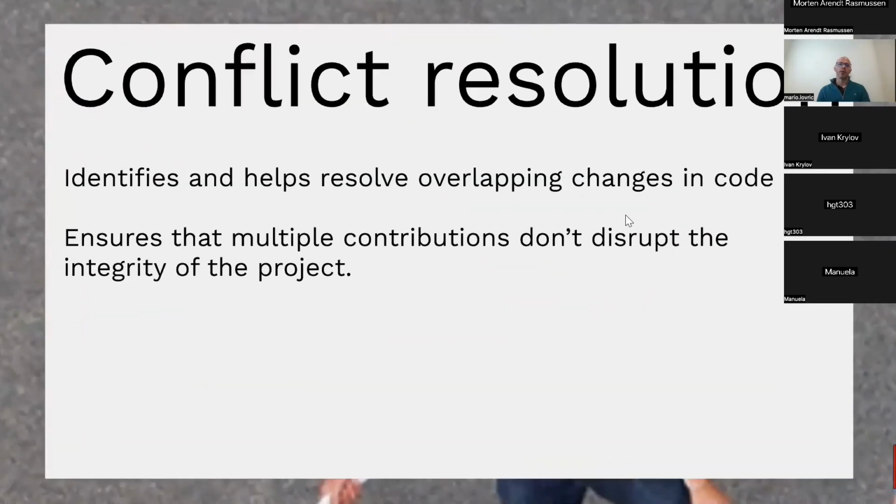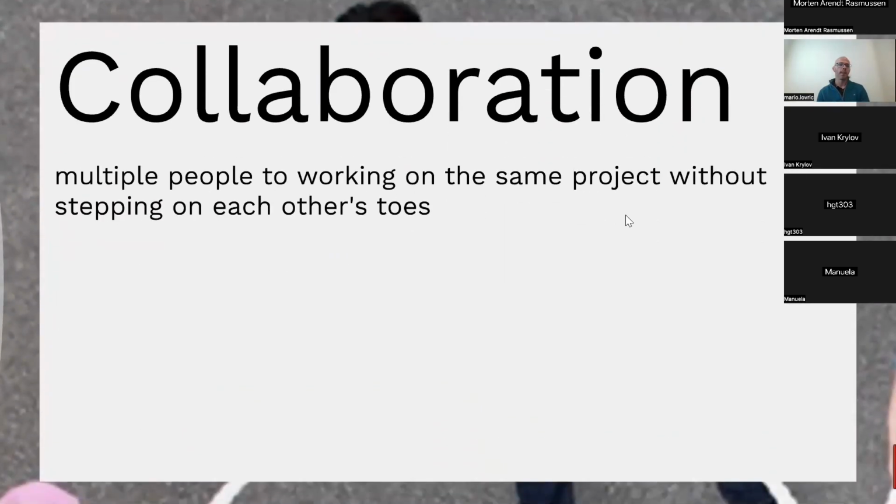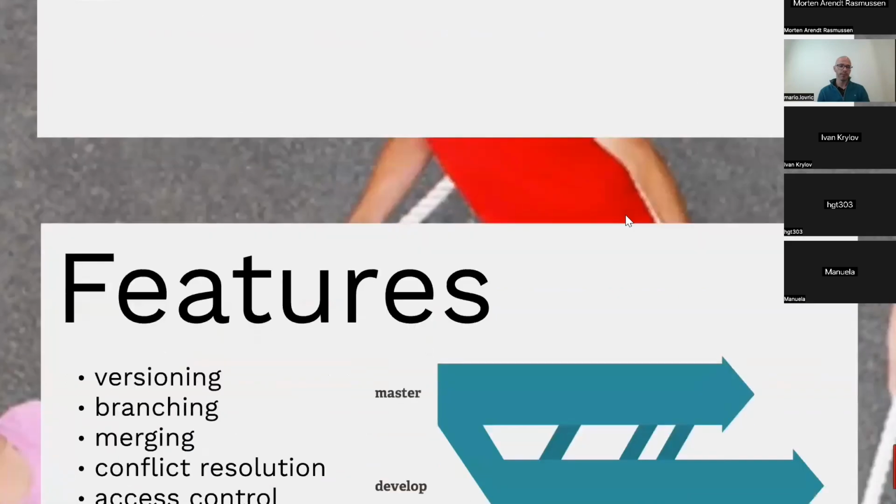So what are some good things with Git? You can resolve overlapping changes in code and identify those as well. You can ensure disruption-free multiple contributions, either by yourself or by other people. It's very good for collaboration. If each one develops a part of the code and then you can test it, or you want to share it publicly, it's the right tool.